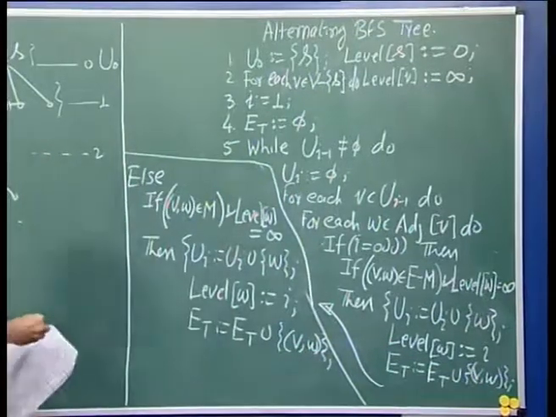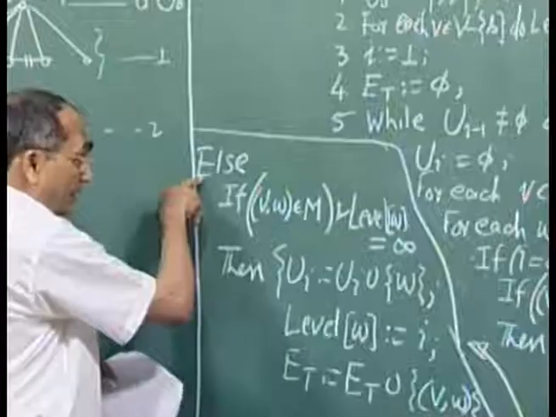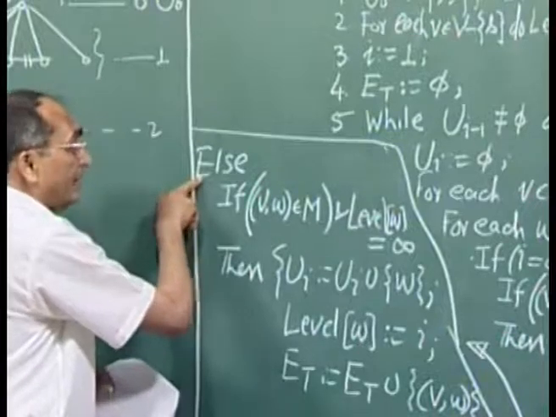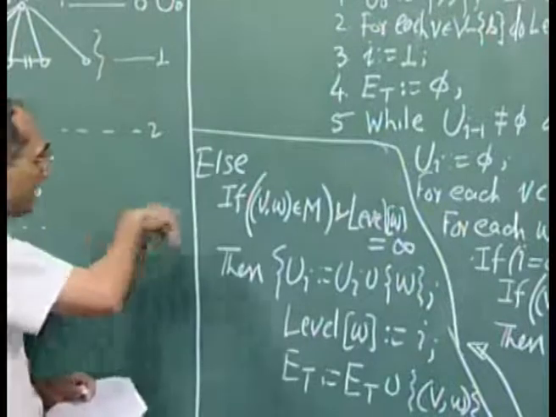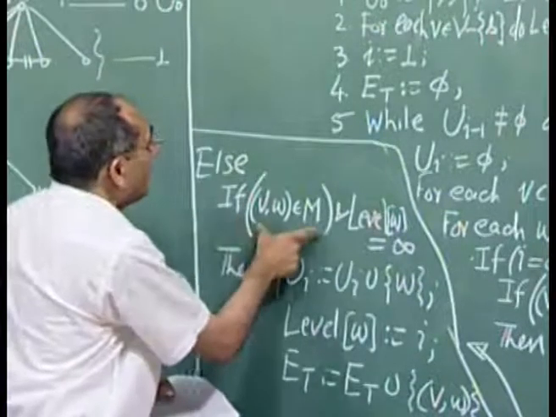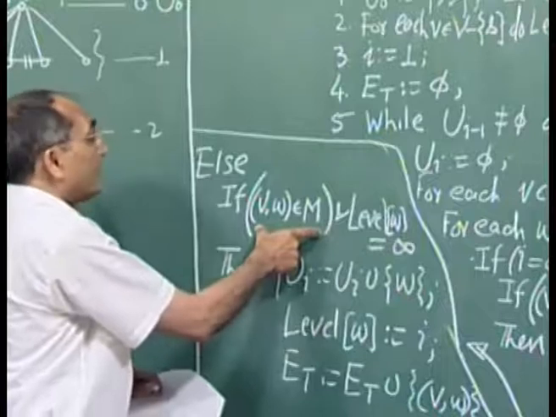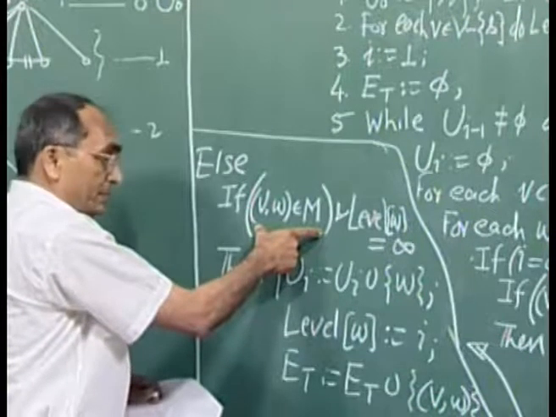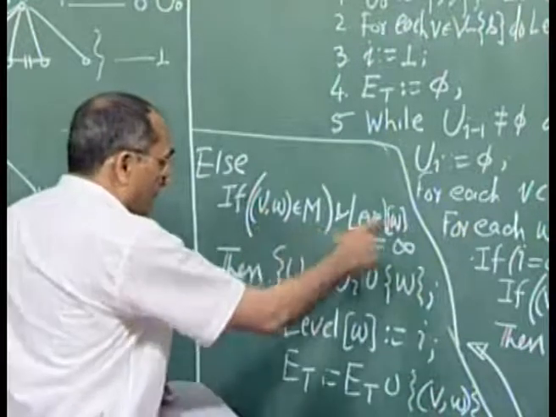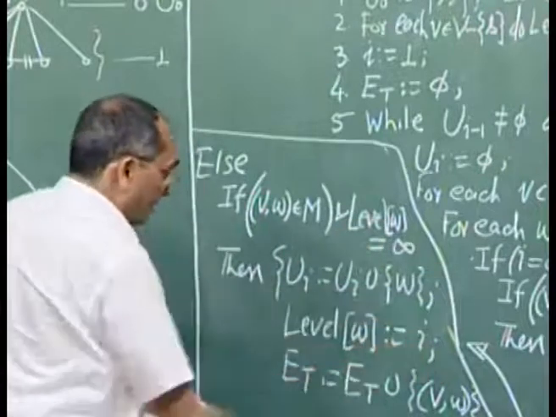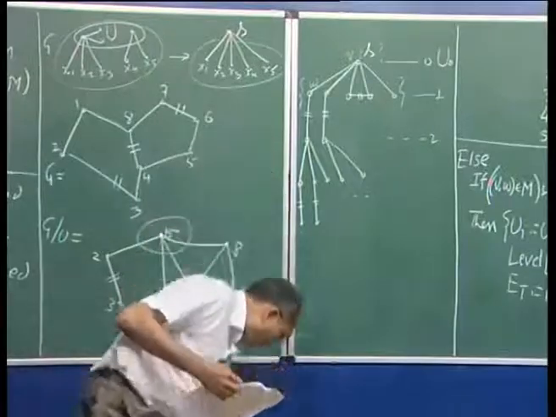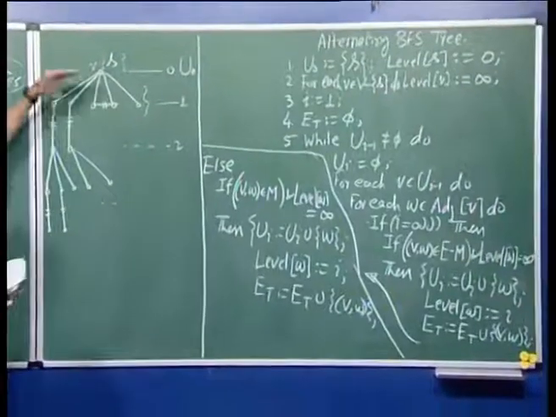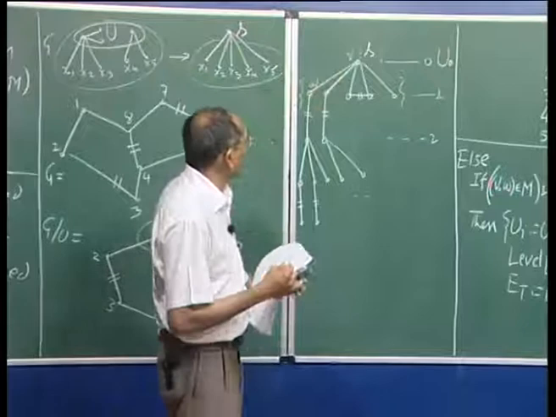And similarly, if the index i is even, that is the else part, then we do the same thing. Only thing is we have to ensure that the edge vw is in M, it is a matching edge. The rest is identical. This is how we will be able to partition the vertices into these levels.